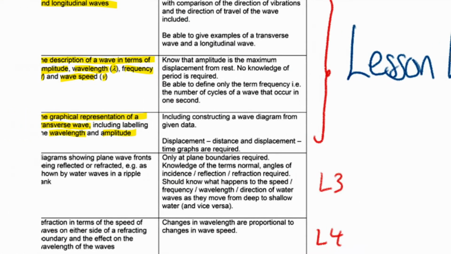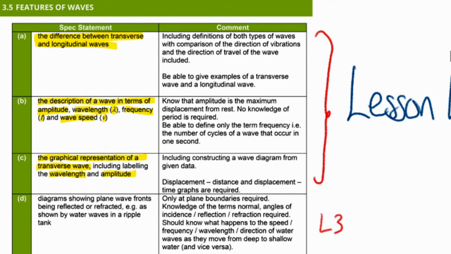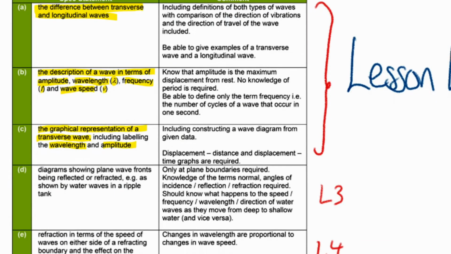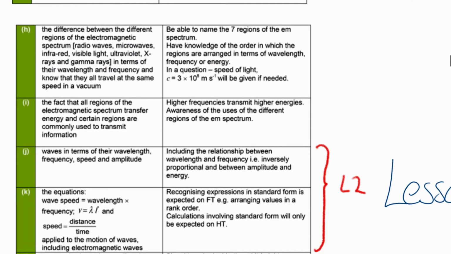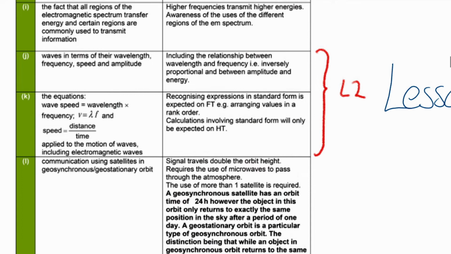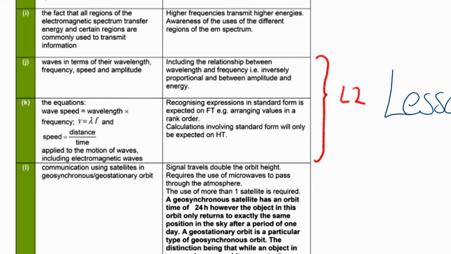In Lesson 1, remember, we've looked at transverse and longitudinal waves, learnt terms such as amplitude, wavelength, frequency and wave speed, and learnt how to graphically represent transverse waves. Now for Lesson 2, we'll be learning J and K on the spec. J then, learn how waves can be represented in terms of the wavelength, frequency and amplitude.